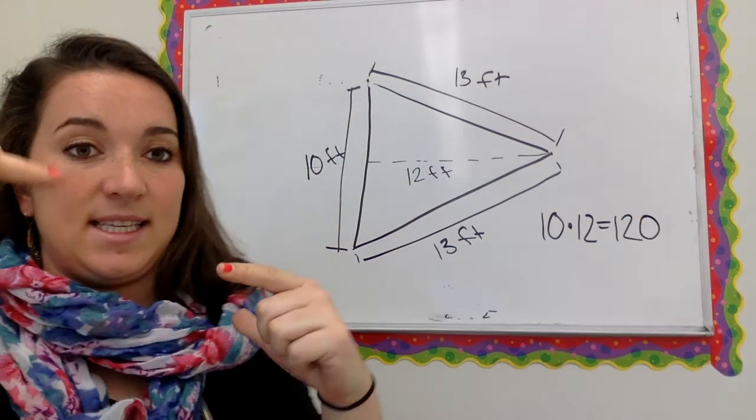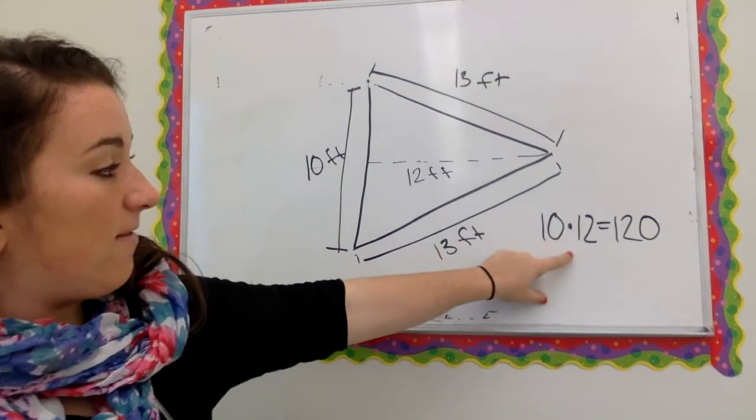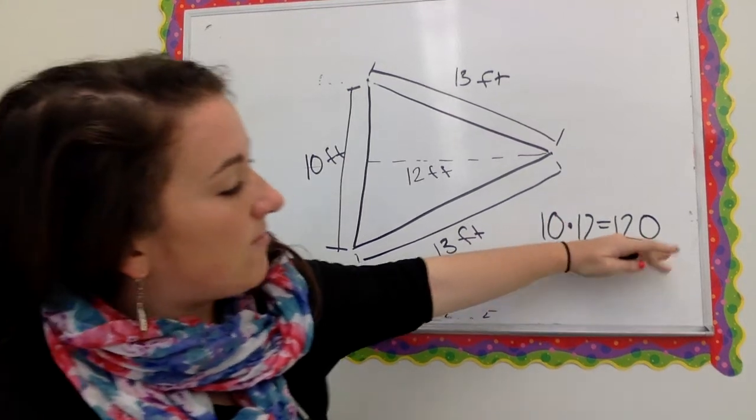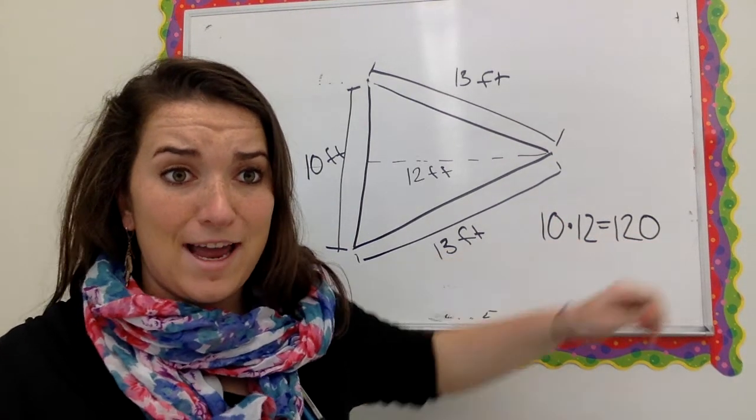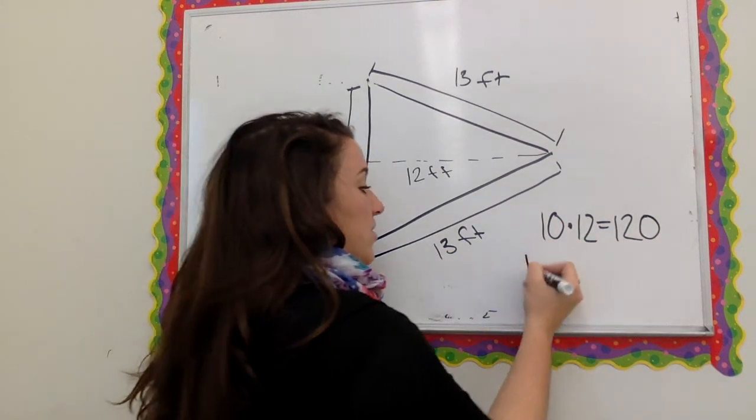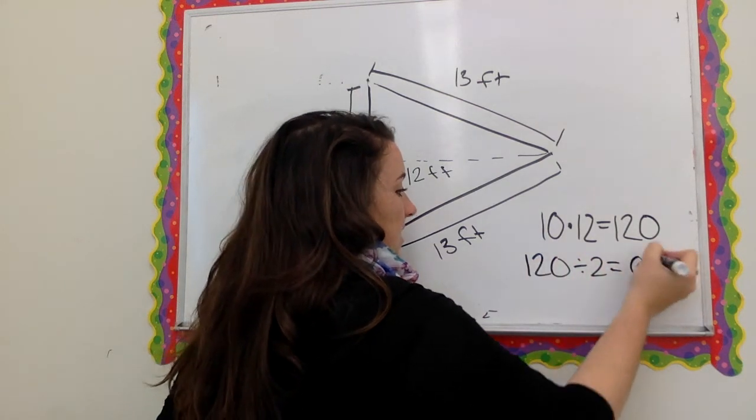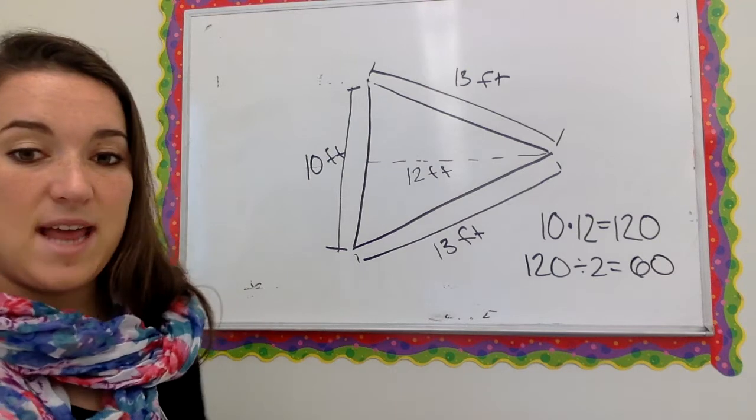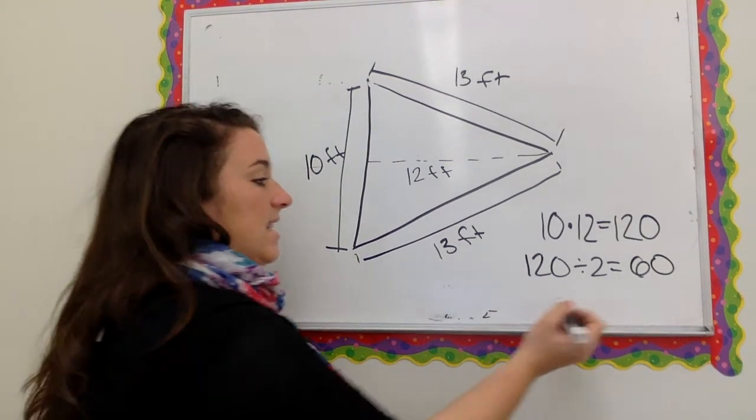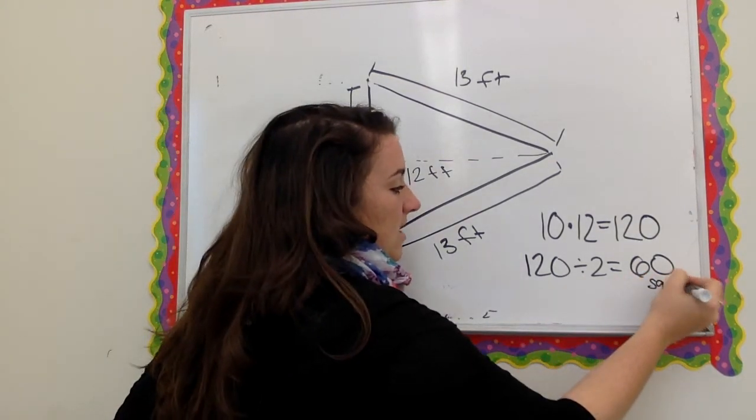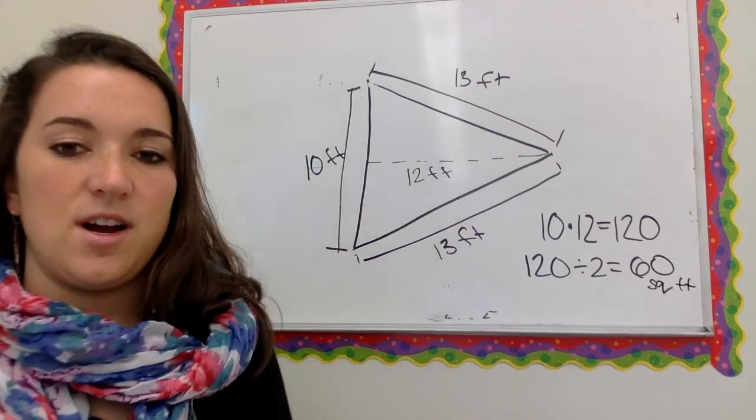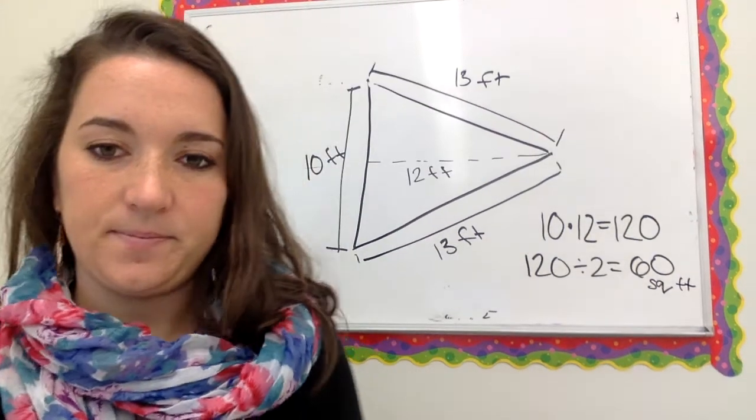But because a triangle is half of a rectangle, I need to then divide this by 2 to find the area of the triangle. So 120 divided by 2 is going to give us 60. So the area is going to be 60 square feet, which is answer letter B.